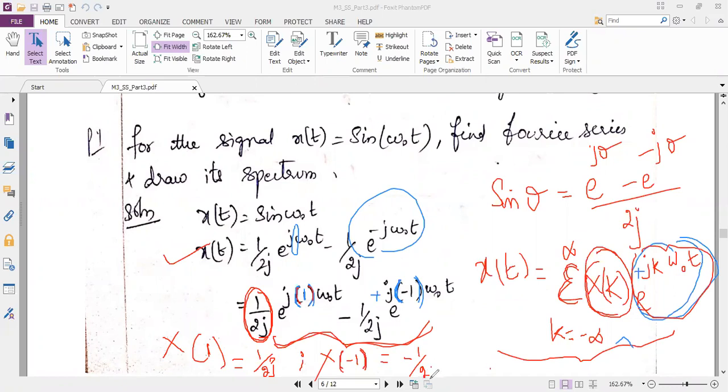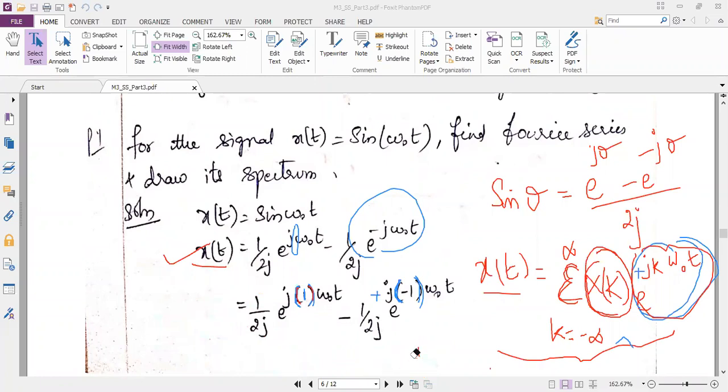So we are just analyzing the standard formula of x of t with this x of t expression, and then we will be able to write x of k. For this problem, x of k is nothing but x of 1 and x of minus 1. So I could get these answers very easily. Once the question is in terms of sine or cosine, using Euler's formula, you have to expand it and compare the x of t formula with the x of t which you have got in your question. So the final answer is x of 1 is equal to 1 by 2j, x of minus 1 is equal to minus 1 by 2j. I hope you don't have any confusion here.